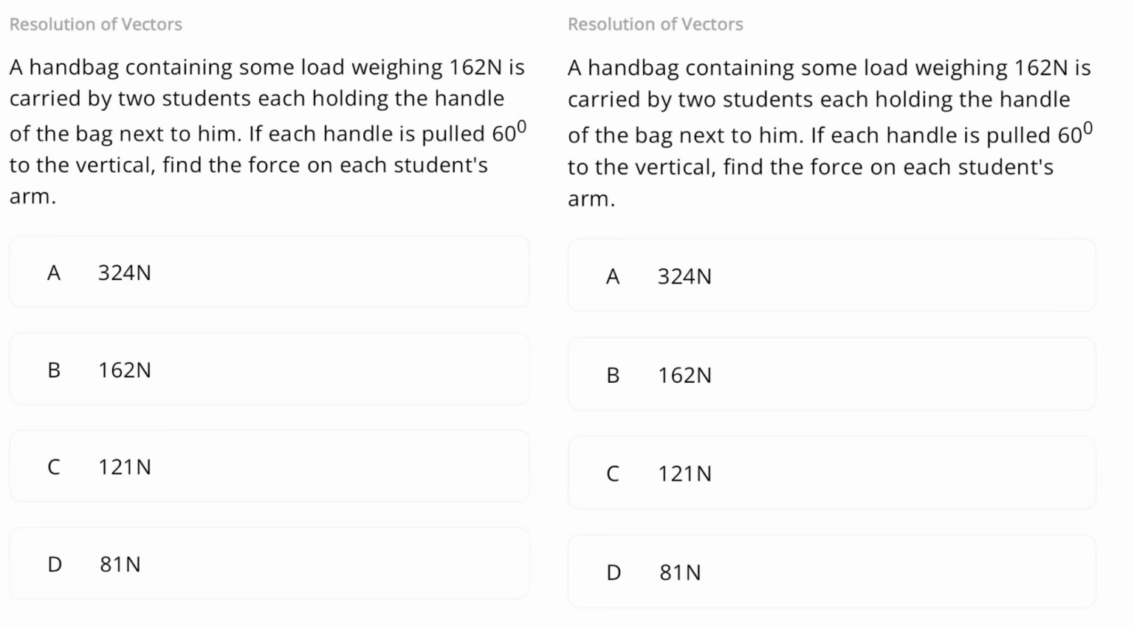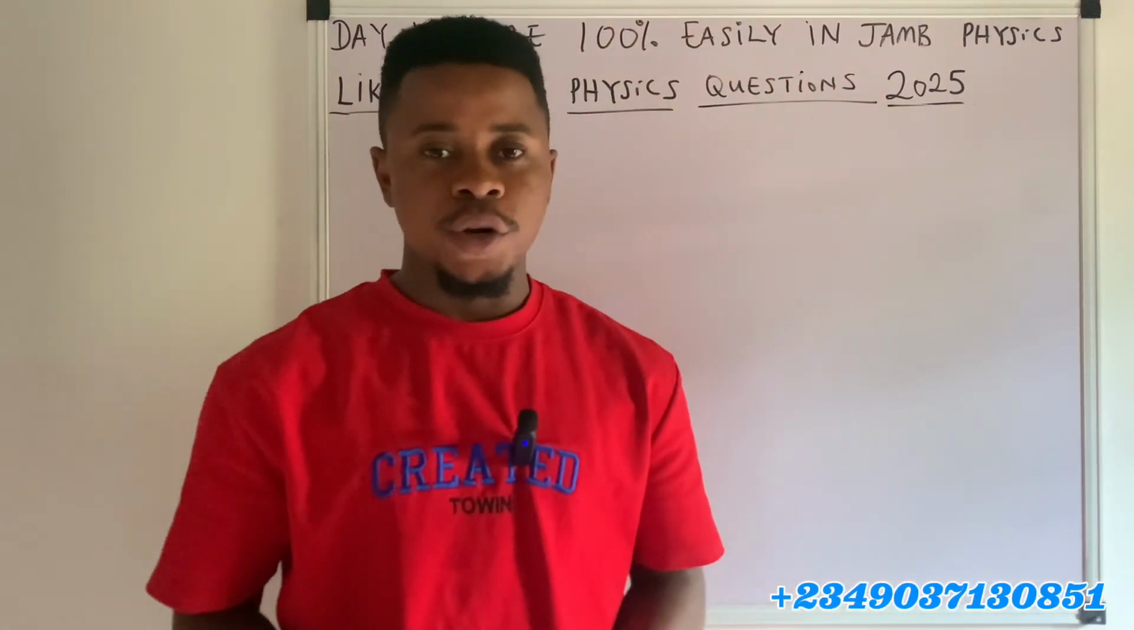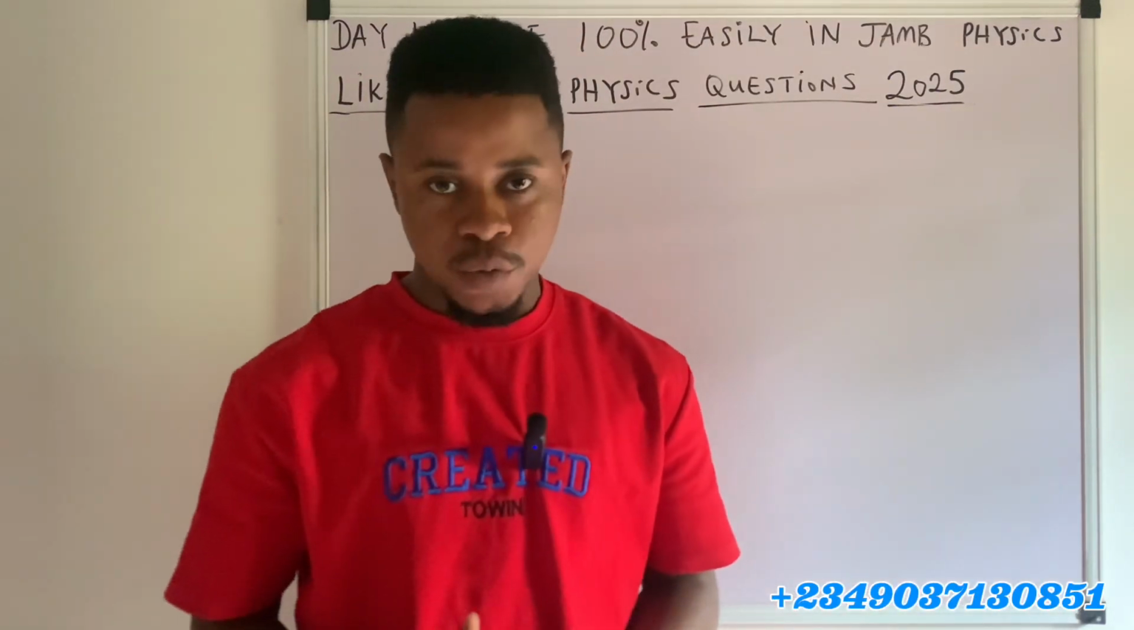A handbag containing some load weighing 162 Newton is carried by two students, each holding the handle of the bag next to him. If each handle is pulled 60 degrees to the vertical, find the force on each student's arm. All right, I'm sure you read the question and you understand the question very well.